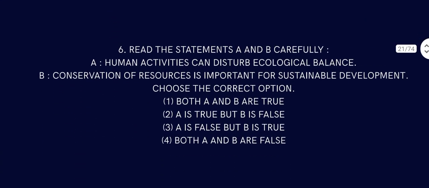Question number 6. Read the statement and be careful. Human activities can disturb ecological balance. Human activities can disturb ecological balance, that is correct. Conservation of resources is important for sustainable development.